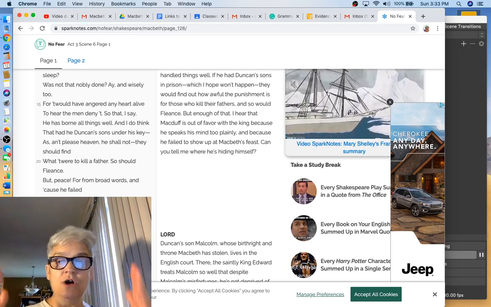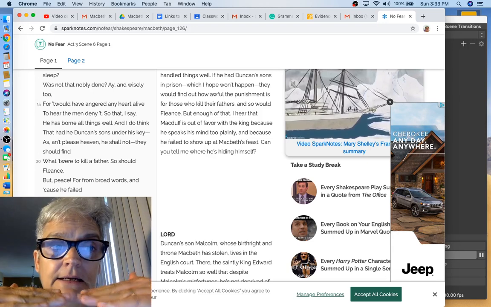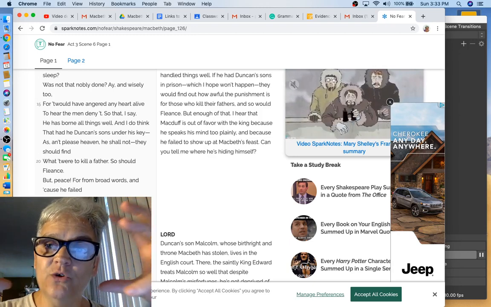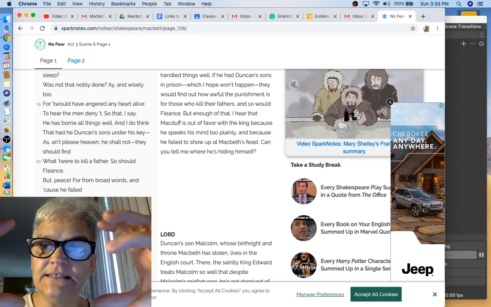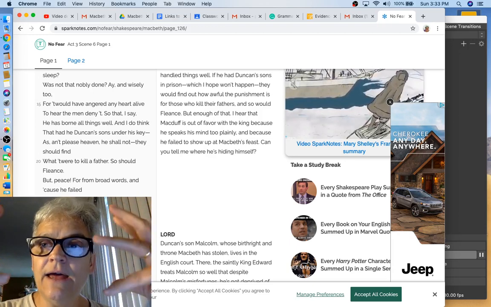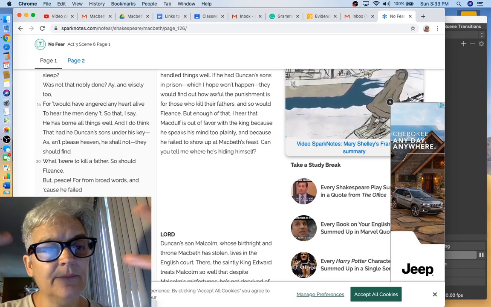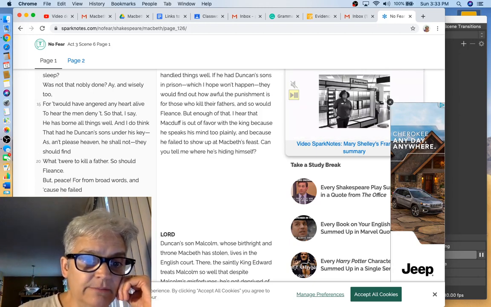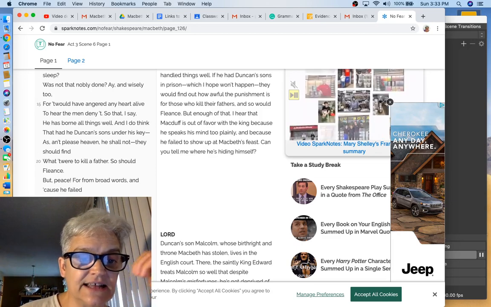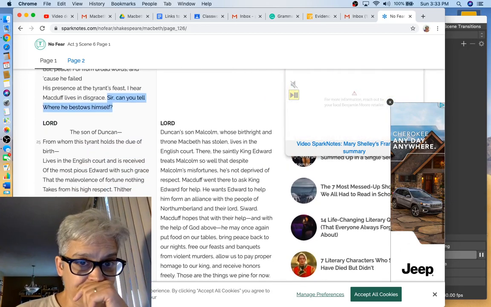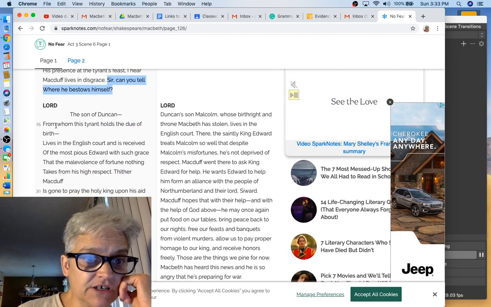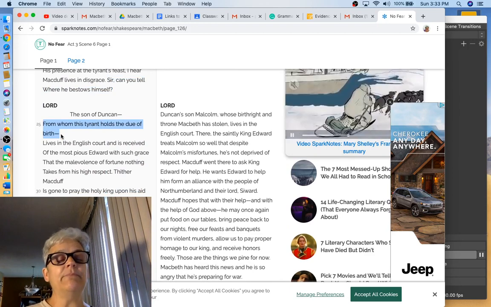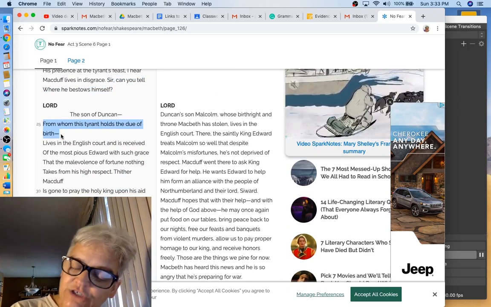So Macduff is now the number one enemy against Macbeth. Malcolm is his enemy, but the man who is truly his nemesis, the man who fights for his rightful king and will destroy anyone who has committed an act of treason, that is Macduff. "Sir, can you tell where he bestows himself?" Because he lives in disgrace, he is now hidden. Where is he? And the Lord answers, "The son of Duncan, from whom this tyrant holds the due of birth." So the Lord agrees.